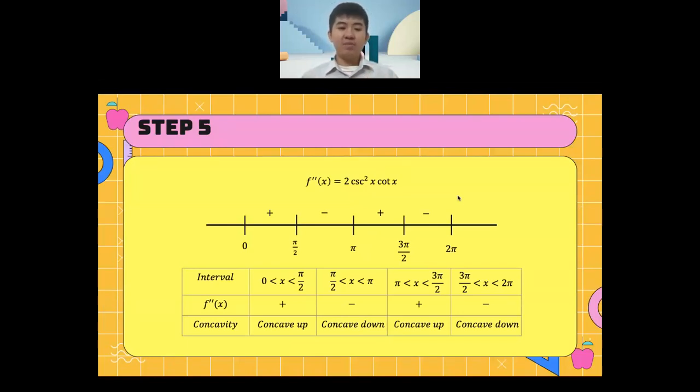The diagram and table show that the second derivative of the function in the interval between 0 and π/2 is positive, so it is concave up, while when the interval is between π/2 and π, it is negative and concave down. Next, when the interval is between π and 3π/2, it is positive and concave up, whereas when the interval is between 3π/2 and 2π, it is negative and concave down.